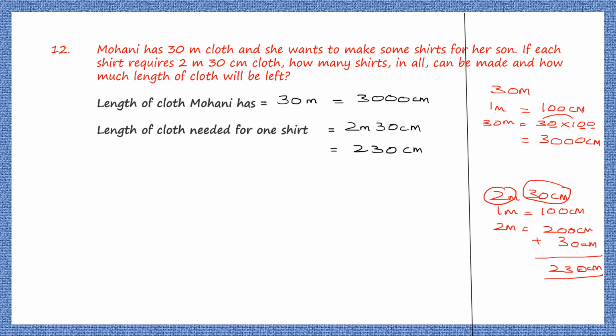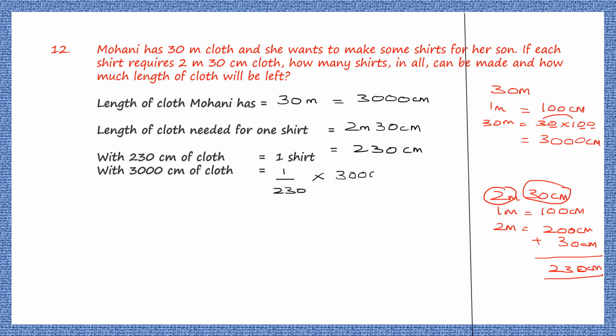So this is what has been given to us. Now with 230 centimeters of cloth, we can make one shirt, isn't it? We just found that out now. With 230 centimeters of cloth, we can make one shirt. That means with 3000 centimeters of cloth, this is what we have. How many shirts can we make? So for that, we should say one shirt by 230 centimeters, isn't it? Multiply this with 3000 centimeters. So now we have 1 by 230 into 3000.